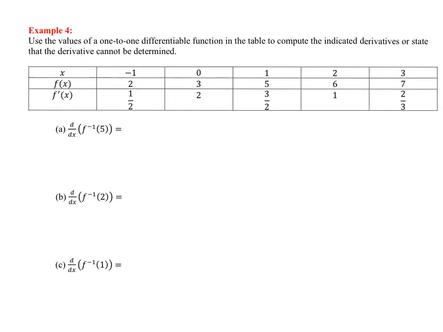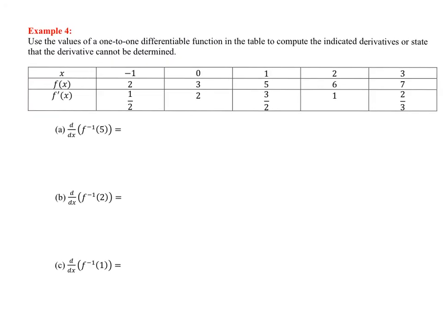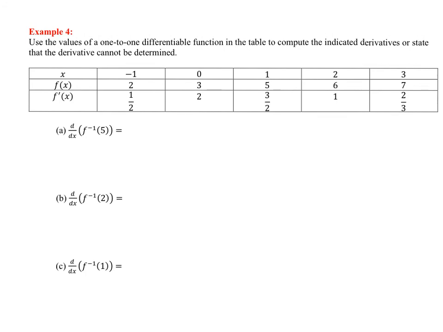Use the values of a one-to-one differentiable function in the table to compute the indicated derivatives or state that the derivative cannot be determined. Okay, the reason for the one-to-one differentiable piece is because when we talk about inverses, if a function is one-to-one, it passes the horizontal line test, which means that its inverse is also a function. So that's helpful. A detail that if you notice it, it really means that you understand what's going on.